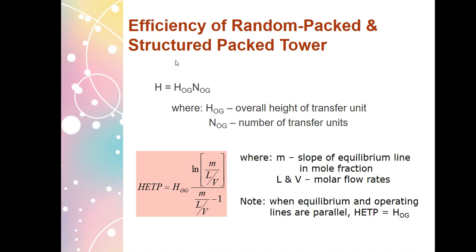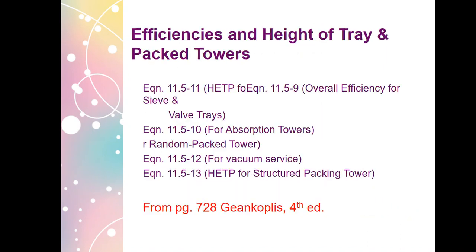Now we have the Hog, and this was defined before as well, and we determine the HETP. We can determine the HETP based on the Hog, or the overall height of a transfer unit, and you have everything here defined as well. The only time that these two will be equal is when your equilibrium line and your operating line are said to be parallel.